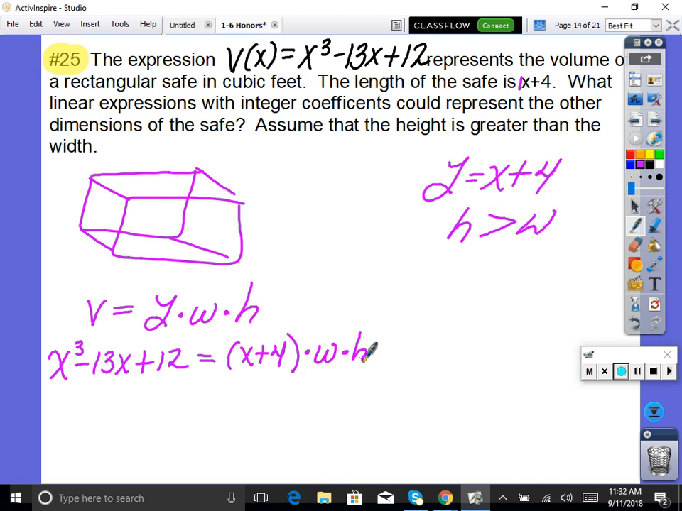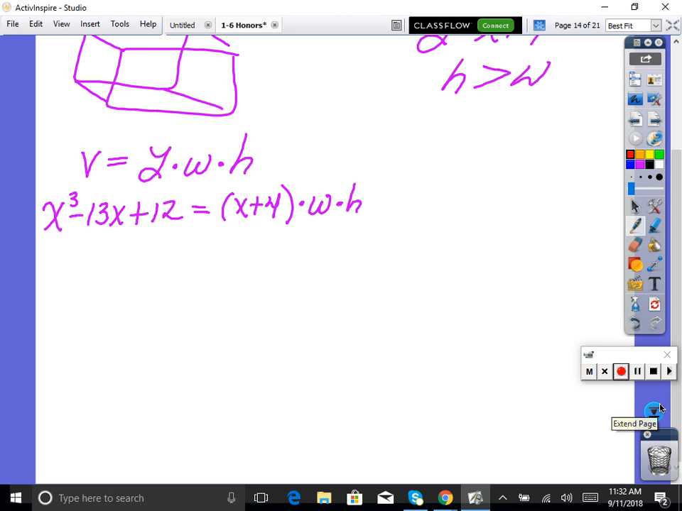Solve for width and height. What would we do? Get them alone. But why? Because we're actually getting them alone. Aren't we dividing both sides by x plus 4? Right? So now you'd say, okay, this divided by this will be our width times our height.